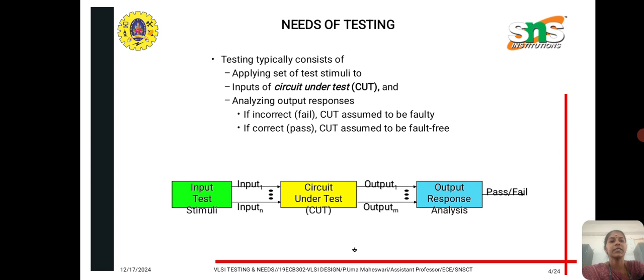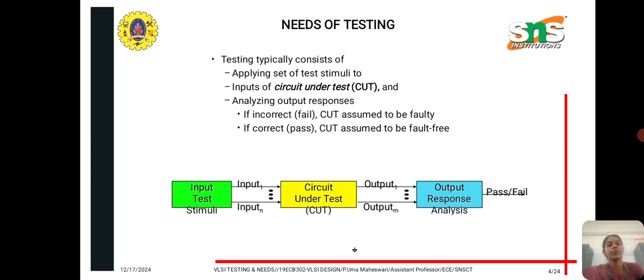The input test goes to the circuit under test. This input testing is from 1 to n. It is not a single input and single output; it is multiple inputs to the circuit under test, and the output we take from the circuit under test is likewise multiple outputs. However many inputs we have given, that many outputs come from the CUT, the circuit under test. We mention it as 1 to n.